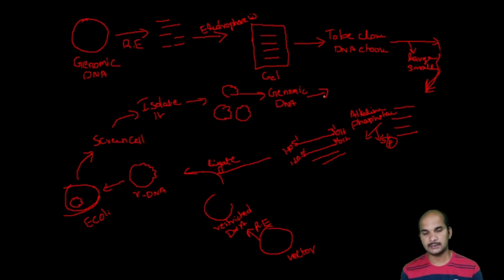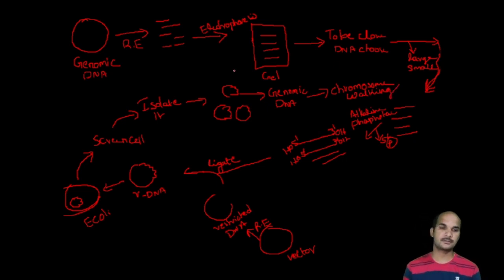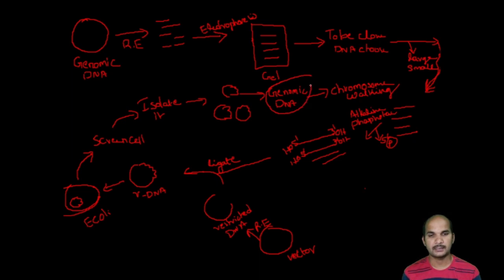and do the chromosome walking process for sequencing of the DNA. So this is the process; genomic DNA libraries can be prepared like this.